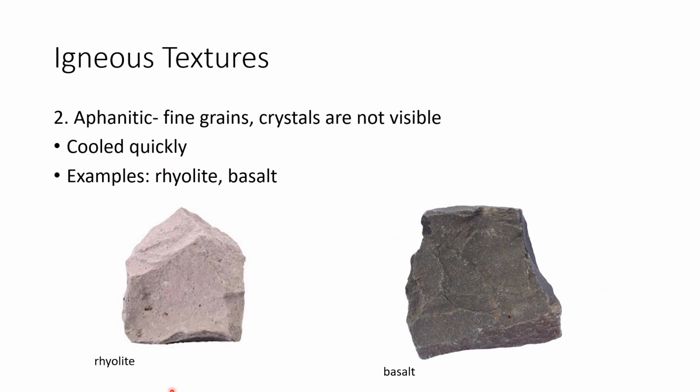The examples we have here are rhyolite, which is like the fine-grained version of granite, and basalt, which is like the fine-grained version of gabbro from the previous slide.